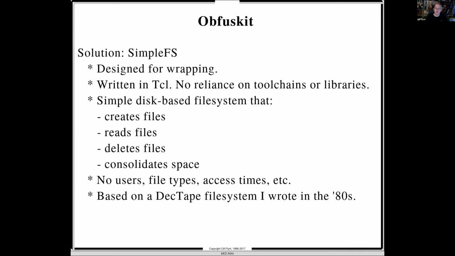So after flailing around with starkits and Cookit and trying something with replacing Metakit with SQLite and a couple of other things, I finally decided that the problem was that we don't need all of the stuff that is inside of the current wrapping techniques. So I came up with a thing called SimpleFS, because it was designed just for wrapping. It's written in Tcl, so you don't have any problems with a different tool chain, a different version of GCC, a missing library. It's a disk-based file system. It can create a file, it can read a file, it can delete a file, and it can consolidate the space after it's deleted things.